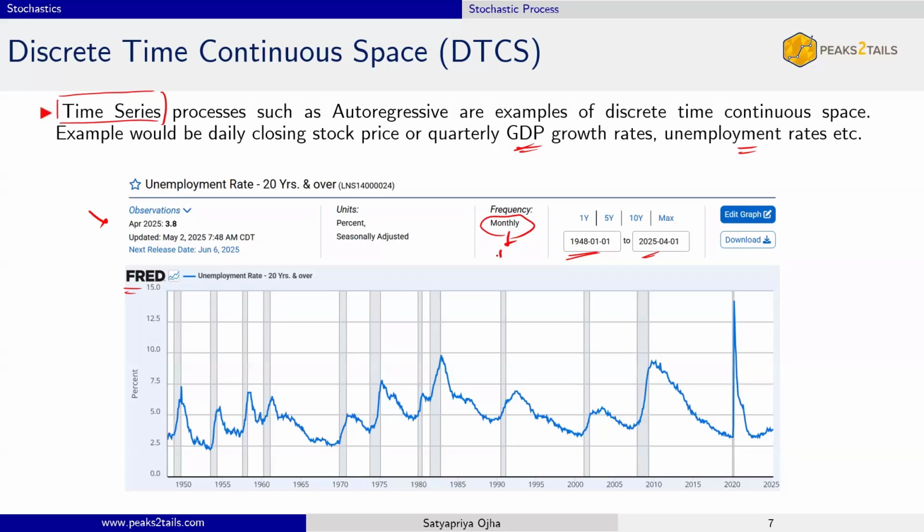So that's why this is discrete time. But the value of the unemployment rate can be anything, right? It's not discrete, that is continuous. So discrete time, continuous space. All of time series follow this, okay? Time series modeling follows this: discrete time, continuous space.